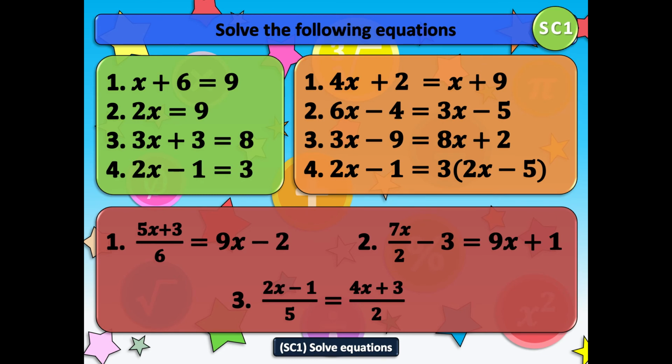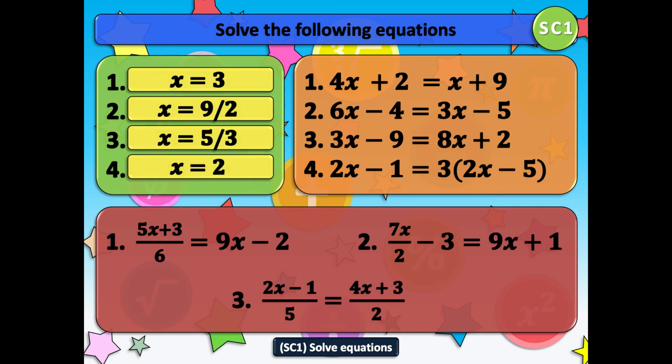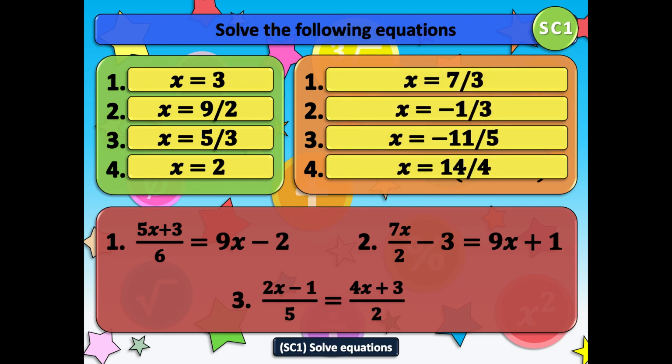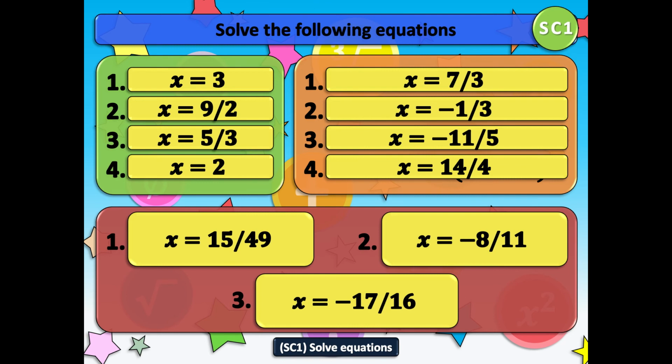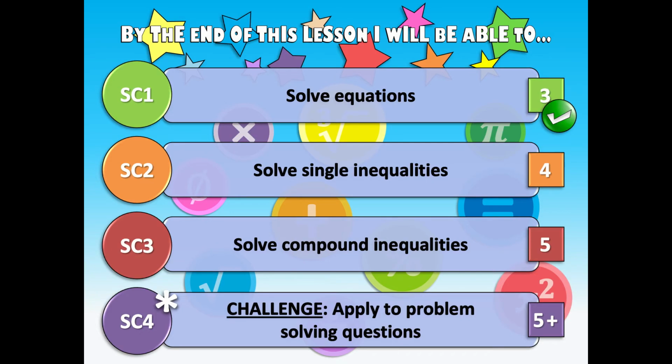So pause the video and have a go at the questions. When you're ready to mark your work, press play. Here are your answers. There's your green answers, there's your amber answers, and there's your red answers. And now we've completed success criteria 1.